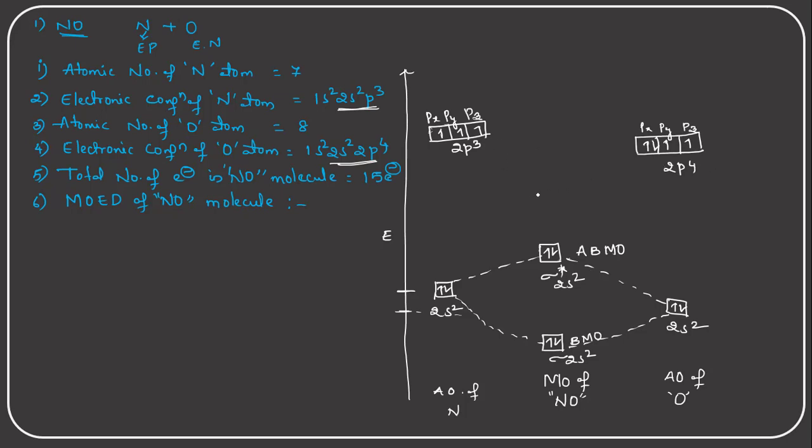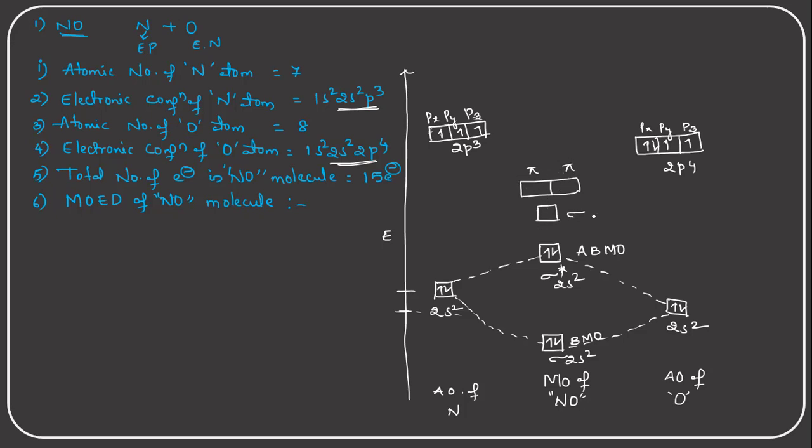So 4 electrons are there, and when px is merged with the px, a sigma bond formation will take place. Sigma bond. When py is merged with the py orbital, then a pi bond will take place. So this is a sigma bonding and this will be the pi bonding, and when this pz orbital overlaps or merges, it is also represented with the pi.